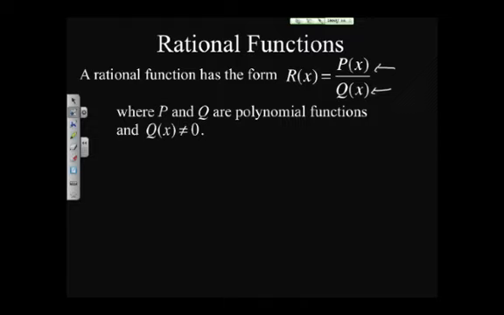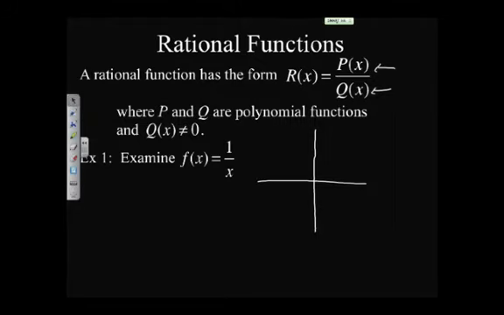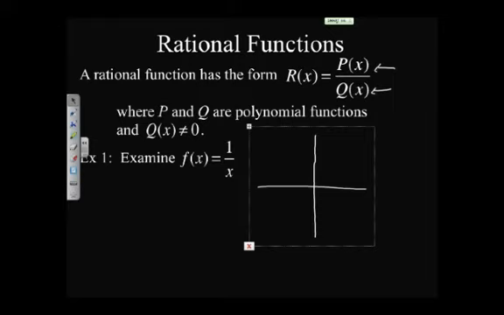So p and q are polynomial functions, and once again the limitation we have is the denominator q of x cannot be 0. So let's take a look at 1 over x. Think about the graph of that function. If we look at it, we can make a t-chart just in our mind here.